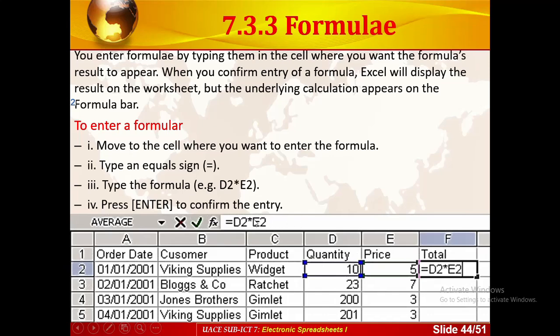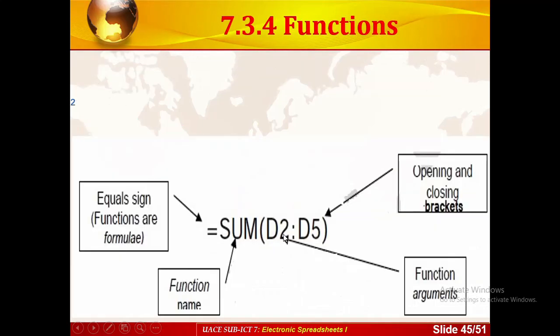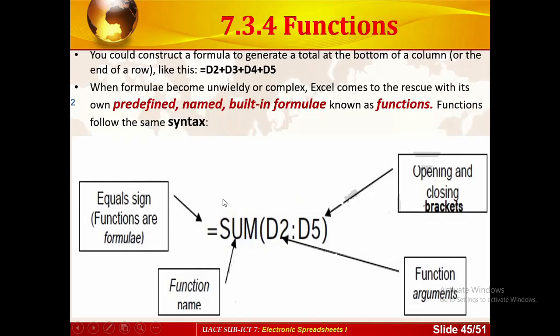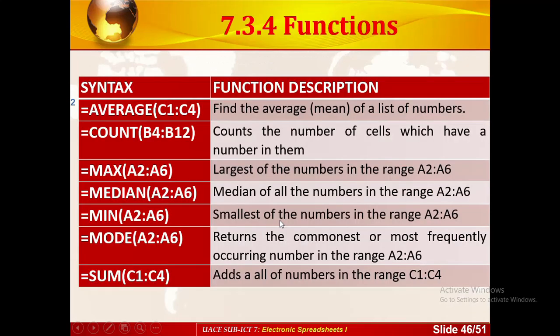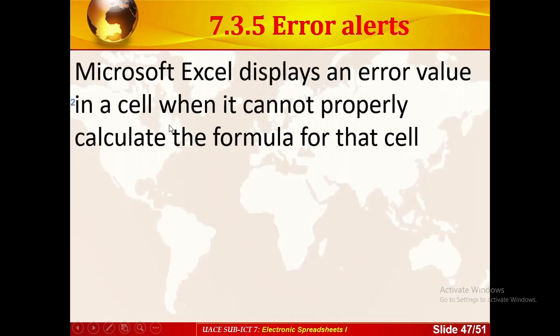This is the formula bar, the formula which someone has used here. Then the functions, these are how the functions operate. Of course we are always saying they are predefined. Of course they are already there. So this is actually the equal sign which must be there. This is the function name, that's SUM. This is the function argument, and the opening and closing brackets are also required for you to complete the formula. There are some common functions like average, count, max, median, min, mode, and sum. Actually there are more, but every student should know that these are the basic functions.